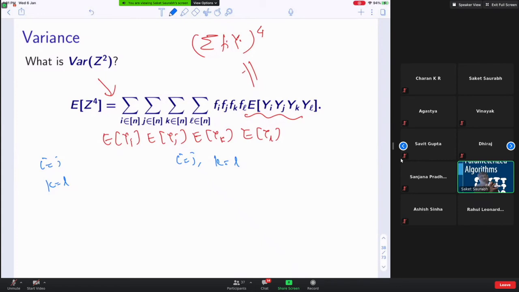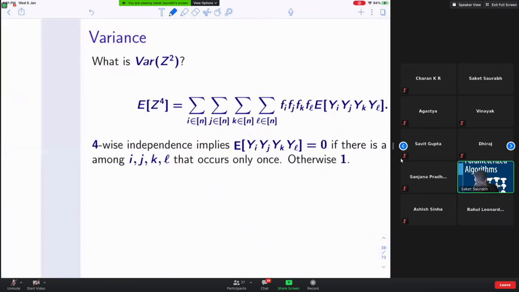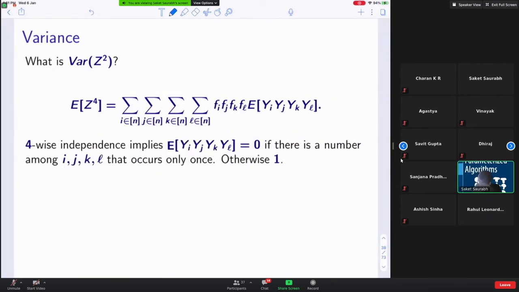They have to be distinct, because how can Y square be independent of Y? It is a dependent random variable. You get my point? So if one of them appears only once, then I can definitely take it out and put it as 0. So what happens then? If there's a number among i, j, k, l that occurs only once, then this is 0. Otherwise, it is 1.